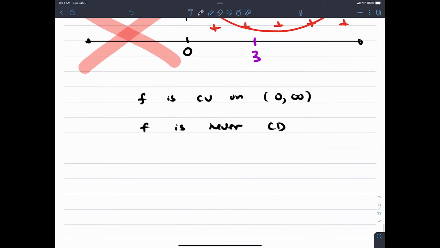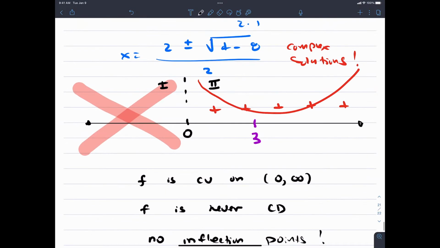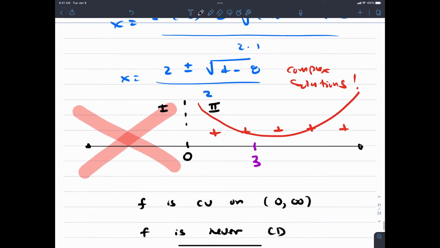Are there any inflection points? Do you guys remember what an inflection point is? There's no inflection points. Why is there no inflection points? Inflection points happen on points in the curve where you change concavity from up to down or down to up. So if you don't have concave down anywhere, you'll have no what? Inflection points. So I apologize for that error at first.